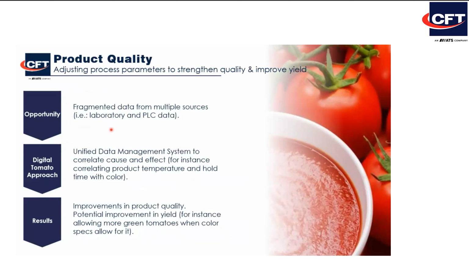Product quality. We want to go from a fragmented data set from multiple sources to a cloud-based, unified data management system where we can correlate cause and effect. For instance, correlating the product temperature and the hold time in an evaporator with the effects these parameters have on the color. Finally, the result is improvements in product quality and potentially improved yield, like allowing more green tomatoes when color specs allow for it.